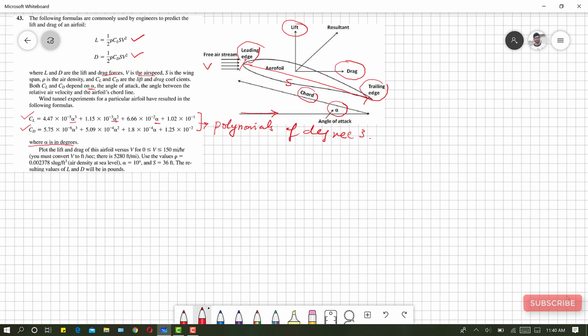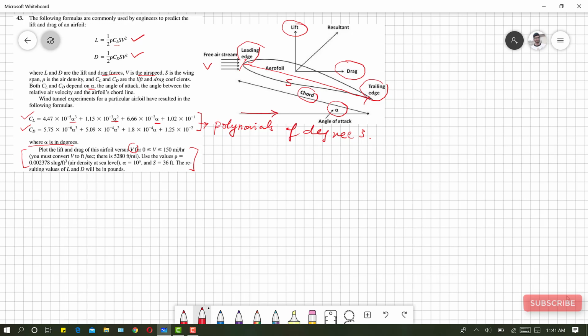So in this problem we are required to plot the lift and drag of this aerofoil versus V, that is versus the velocity. As we see, the lift and drag forces are a function of velocity, density of the air, CL and S, which for a particular case will be constant. So this means that the lift and drag are a function of velocity. So we need to plot a graph between the lift and drag of the aerofoil versus velocity, and the velocity range is from 0 to 150 miles per hour.